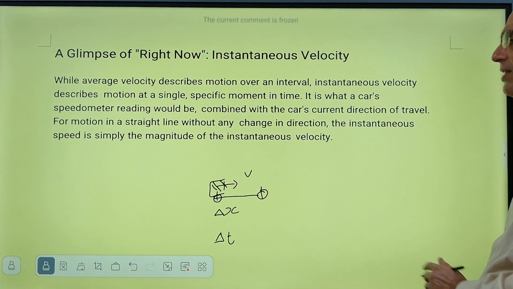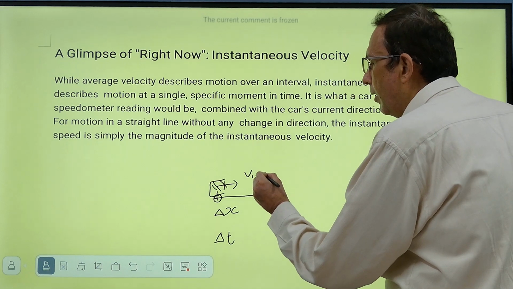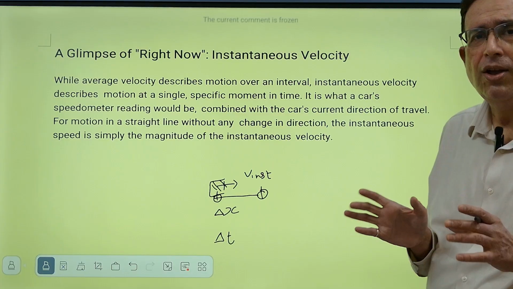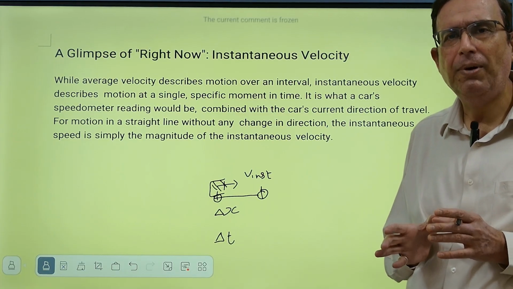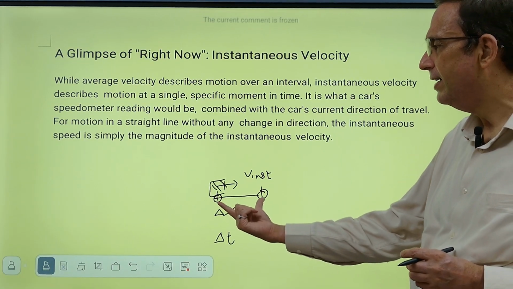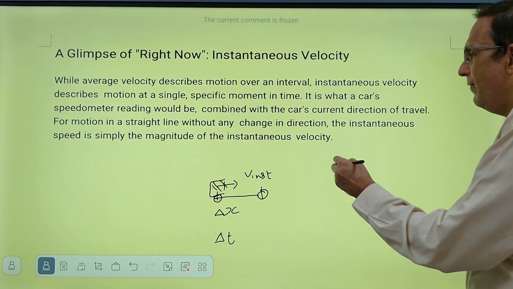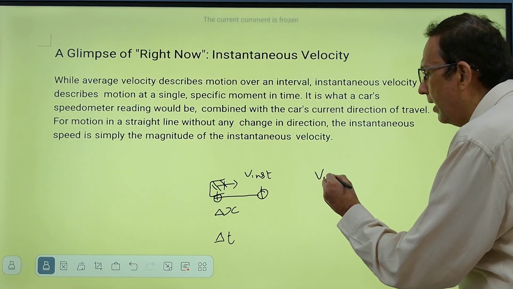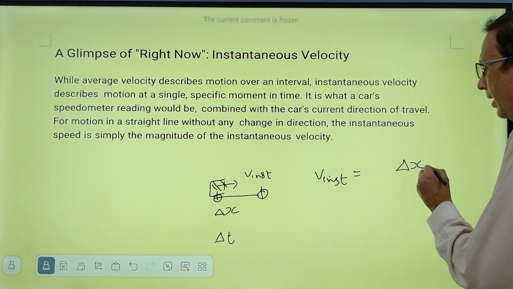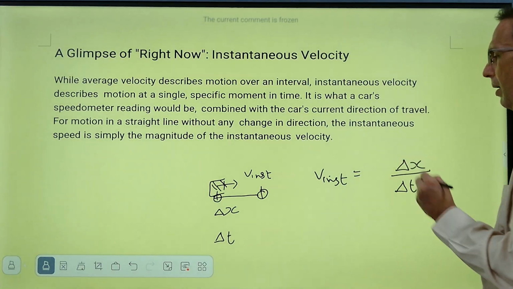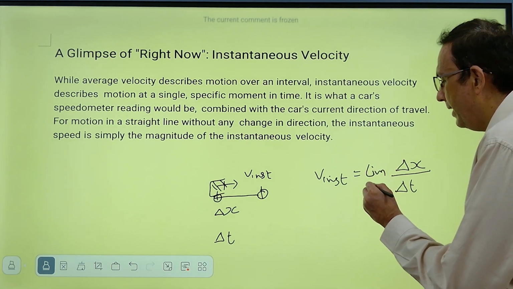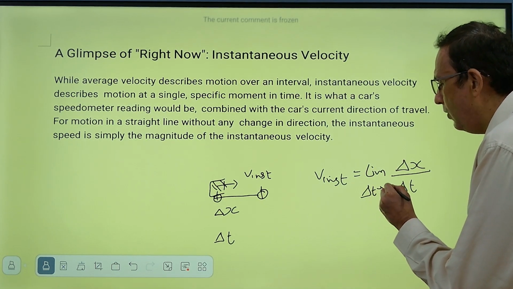So what would be the instantaneous velocity of that object? The velocity of that object at that instant of time. The velocity of an object is always definable at every instant of time. So it has covered a distance delta x in a time delta t. Then we define the instantaneous velocity as delta x divided by delta t. But now you have to be very careful. What we do is we take the limit that delta t is tending to 0.